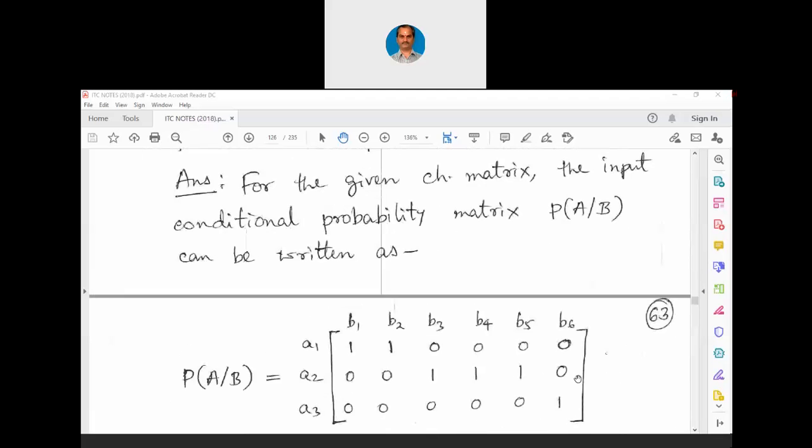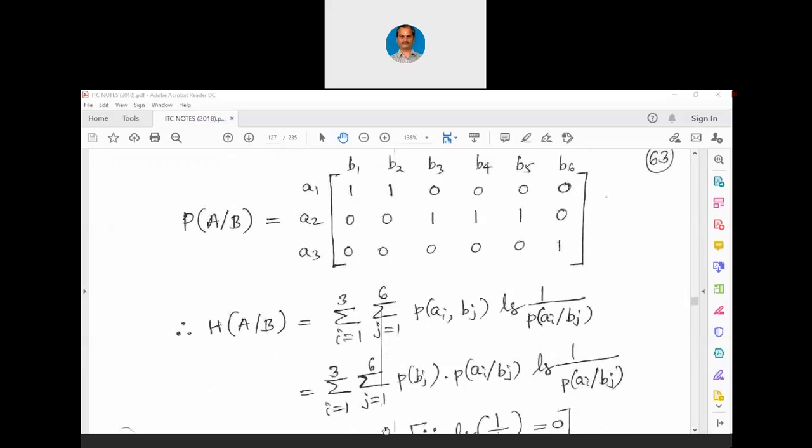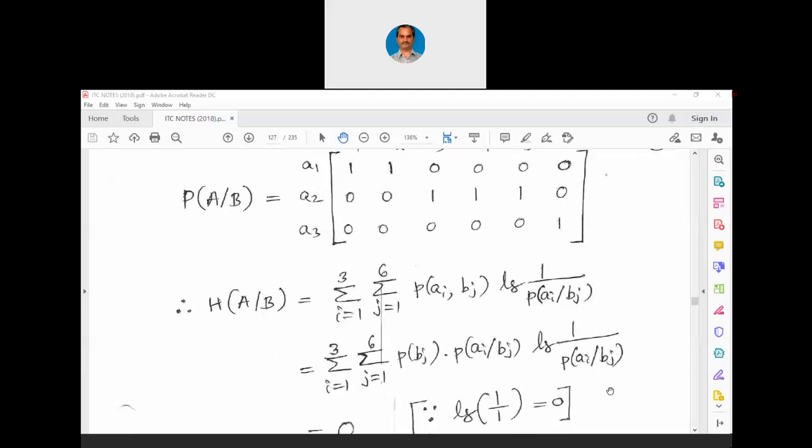Now, when we write it this way, H(A/B) is summation of i equals 1 to 3, j equals 1 to 6, for the source symbols as well as the destination symbols, P(Ai, Bj) into log of 1 over P(Ai/Bj). Now, let us compute this. Summation of i equals 1 to 3, j equals 1 to 6 of P(Bj) into P(Ai/Bj). That is the joint probability into log of 1 over P(Ai/Bj).